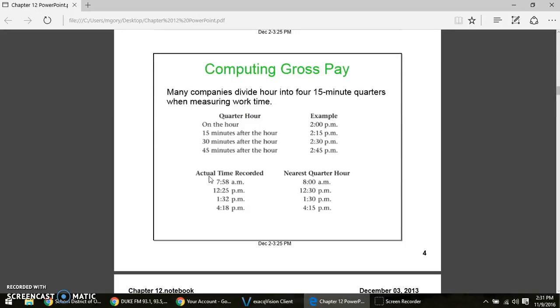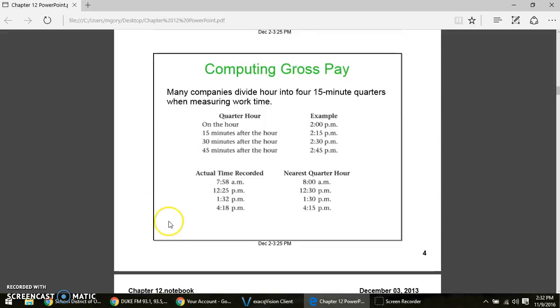So a quarter hour, let's say on the hour, 2 p.m. is the start time, perfect. If you show up 15 minutes after the hour, 2:15, then you are a quarter of an hour late. If you are 30 minutes, then you are half an hour late, 45 minutes, 3/4 of an hour late, if you were to punch in at those times.